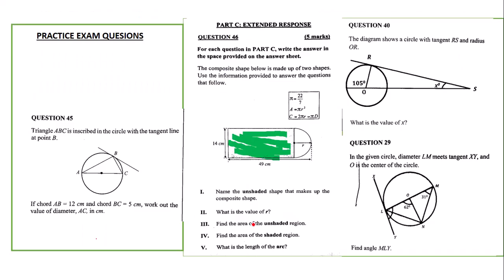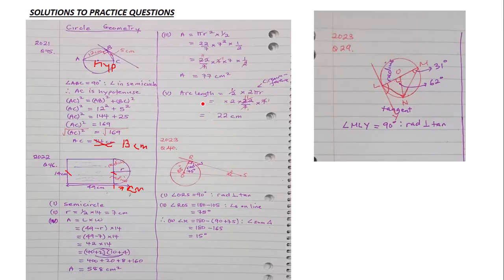Question 3 says find the area of the unshaded region. The unshaded region is the semicircle here. Since the unshaded region is a semicircle, we go pi r squared, which is the area of a full circle, times half, or divide by 2. And they said to use pi as 22/7.